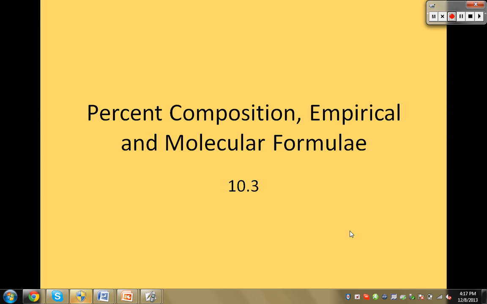These are notes on percent composition, empirical, and molecular formula. And for those of you who think that this is a typo, the official plural of formula is formulae with an E on the end, not an S, even though your book doesn't do that. And this is section 10.3 in your book. So for those of you who like to follow along, I suggest getting your book out now. We're going to be talking about how we figure out what formula of a compound we have.